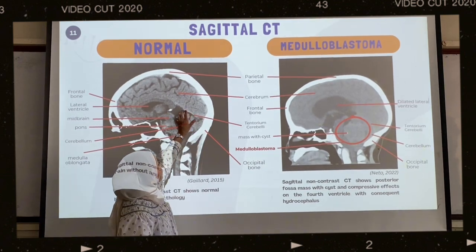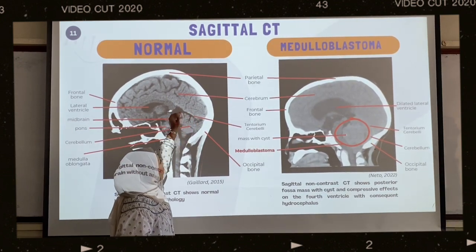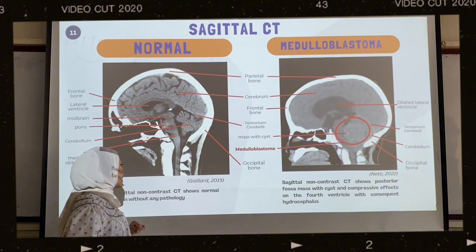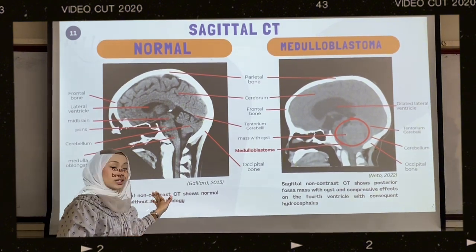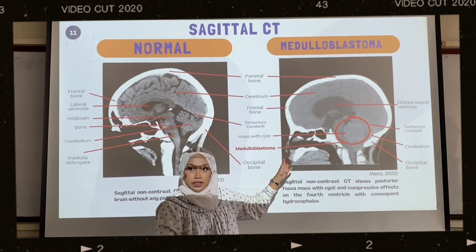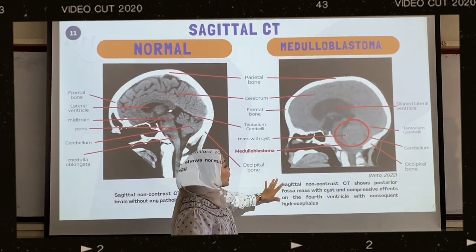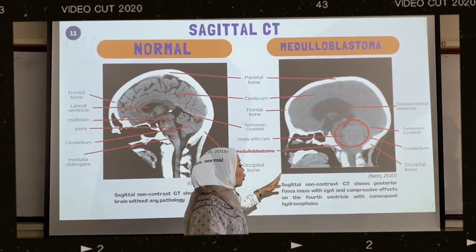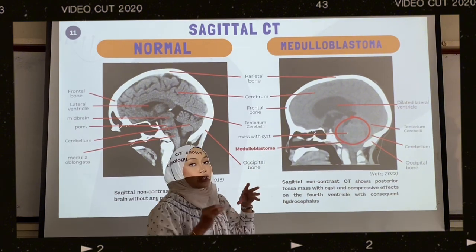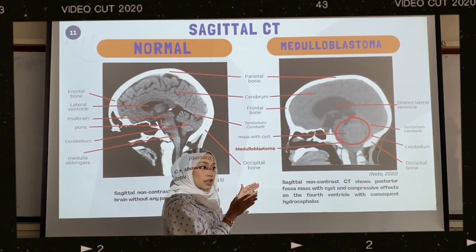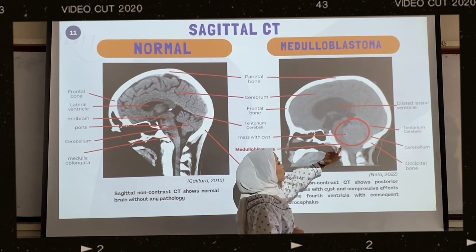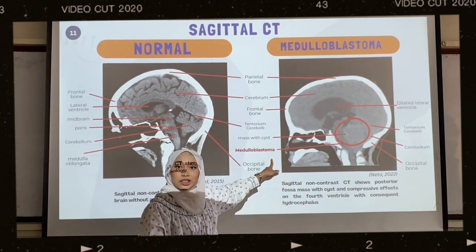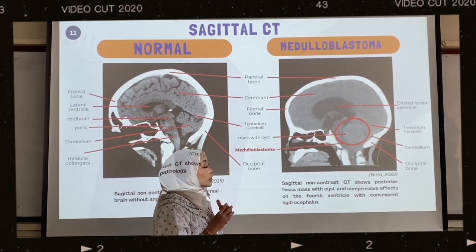And then we can see the one divide between the cerebrum and the cerebellum is the tentorium cerebelli. So we can see there is no evidence of the pathology here. And we move to the left image here, which is the sagittal non-contrast CT, showing the medulloblastoma. The structure shown here is the same as the normal one, but you can see here, the one that I circled, there is the mass, which is medulloblastoma, formed in the posterior fossa.